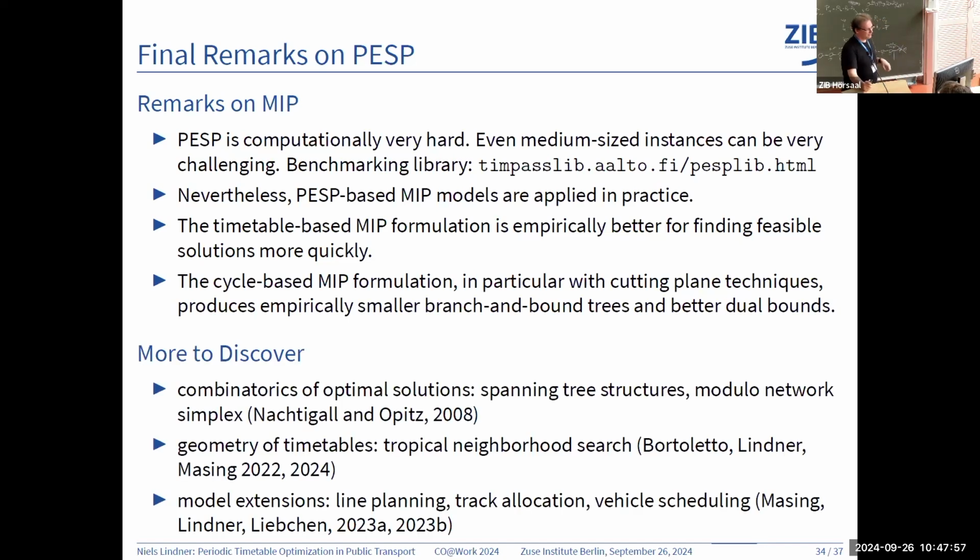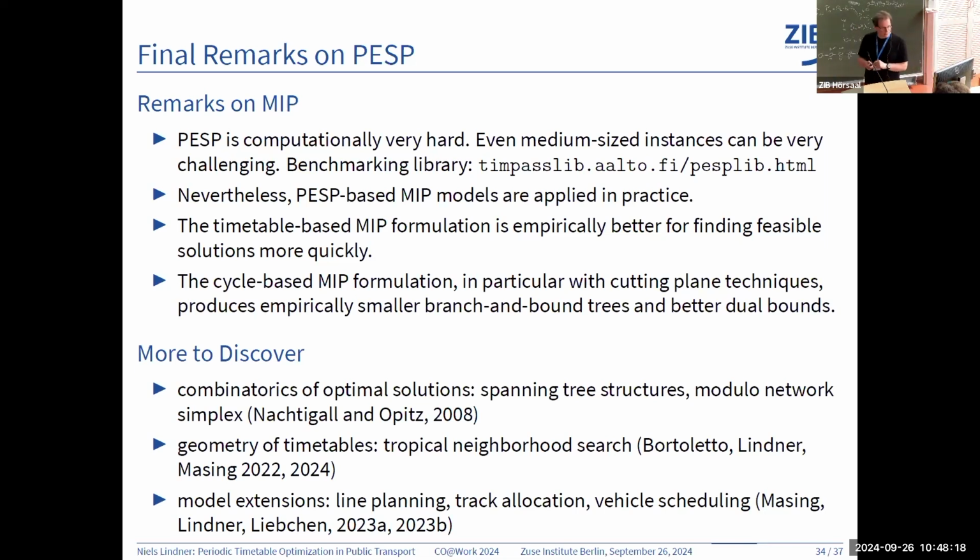There's more to discover. There's a rich combinatorics of optimal solutions. They're again related to spanning trees. There's a network simplex type algorithm that serves as a heuristic, which is quite nice. There's also an interesting geometric picture to this. It has to do with things like tropical geometry and also with zonotopes. So we also developed a heuristic for that.